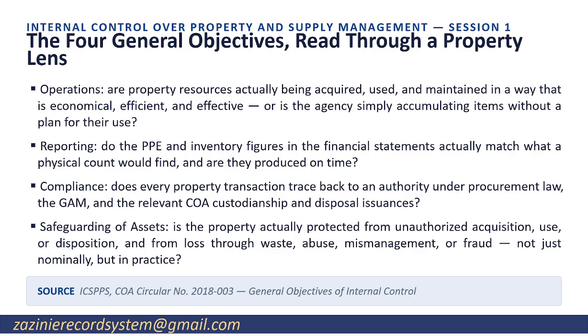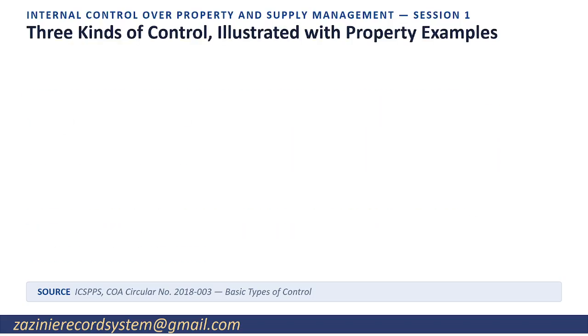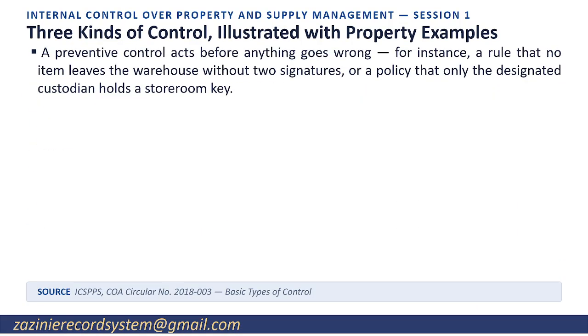Was it economical? Will it report correctly? Was it compliant? And was it safeguarded? If any one of the 4 fails, you have found something worth writing up. Next slide. 3 kinds of control, illustrated with property examples.